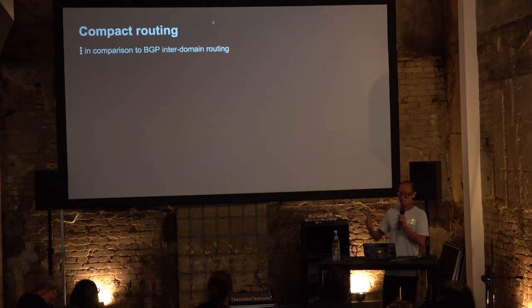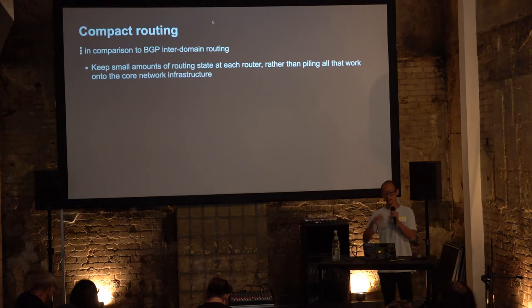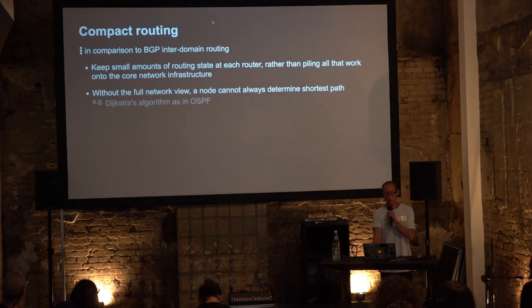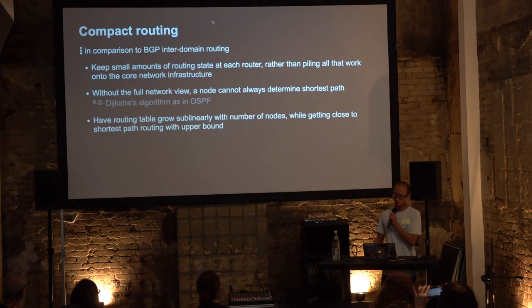How does it differ from the picture we saw with BGP inter-domain routing? It emphasizes keeping small amounts of routing state in each router. So it kind of flattens the network without piling all the work onto these core routers of the internet that are run by ISPs. Without a full network view, though, we cannot run the usual shortest path algorithms to help us route packets efficiently. So there's some trade-off.